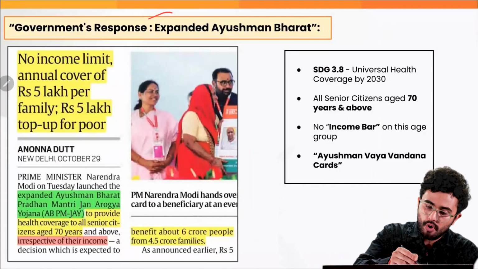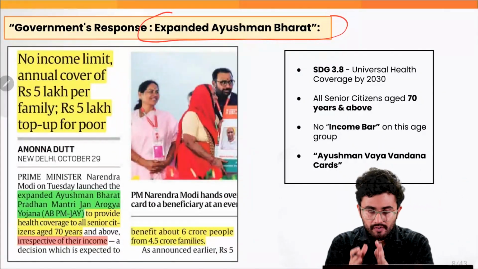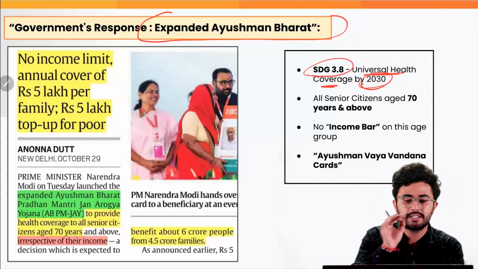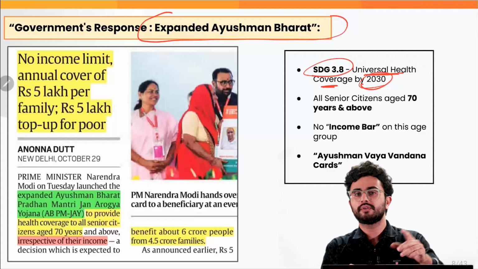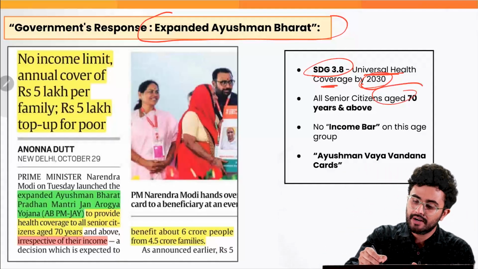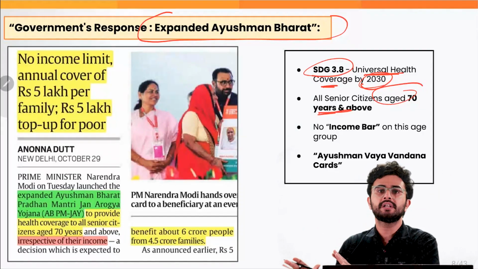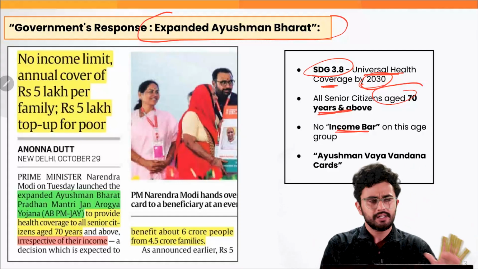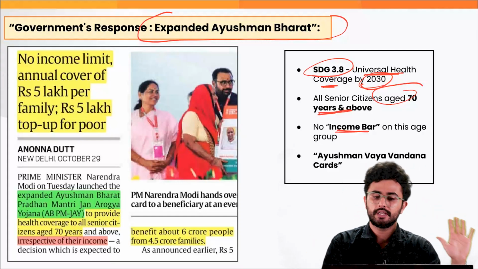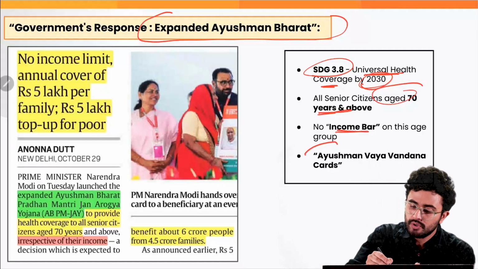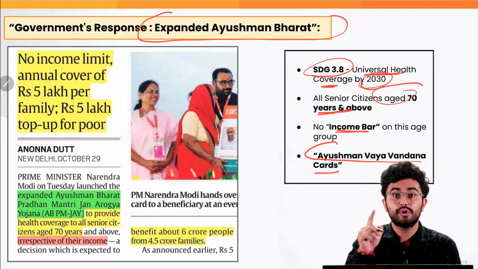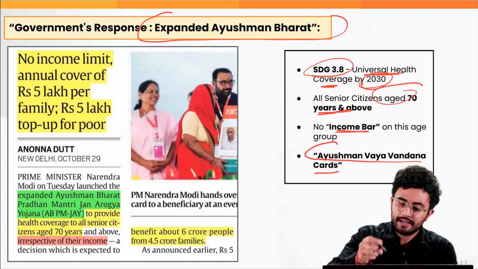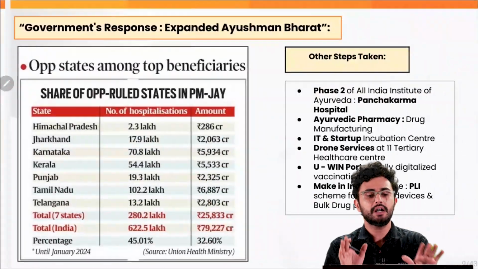Thus, what was the government response to all these issues? The government, following the idea of achieving universal health coverage by 2030 under the goal of SDG 3.8, stated that from now onwards, all senior citizens aged 70 years and above, doesn't matter whether you fall in the poor income bracket or the higher income bracket, so there is no income bar, can avail the treatment under the Ayushman Bharat and will be provided 5 lakh rupees per family per year. Now the government is going to identify these Ayushman beneficiaries and issue a card for you. So now you can just go to any particular hospital with that card and avail those services, that is via the Vandana card.